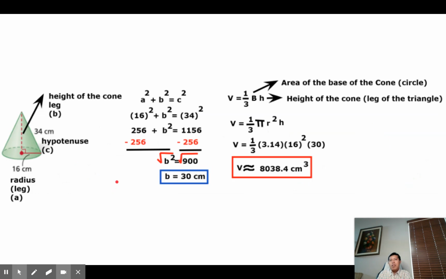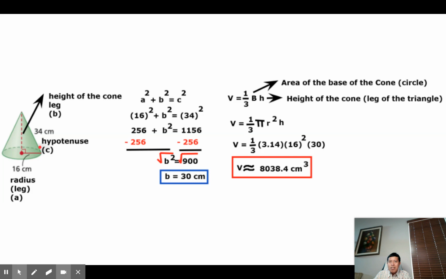So with this example, we don't have the height. The height is from the tip of the cone going down to the bottom or center of the base. We don't have that. So that's one of the legs in a right triangle. And then the radius is another leg. And this one here, going to the side, sideways, is the hypotenuse. It is common that people would think this 34 is the height.